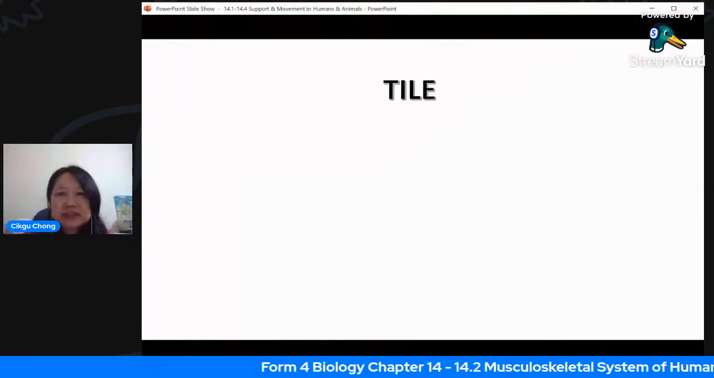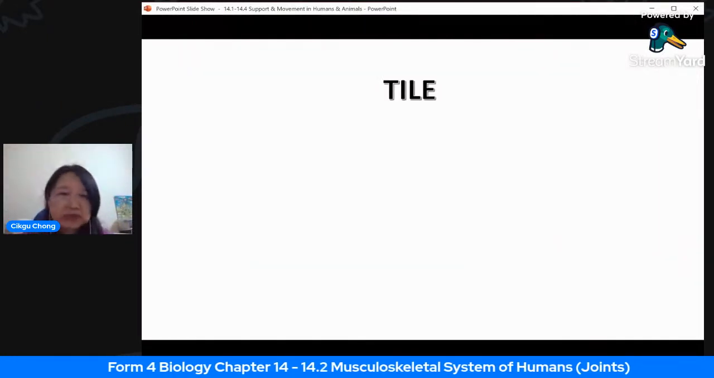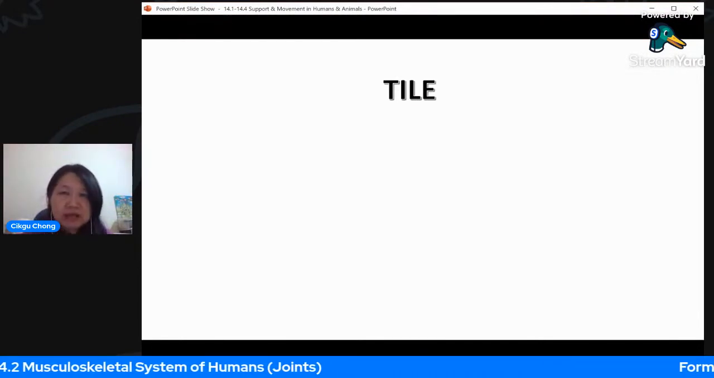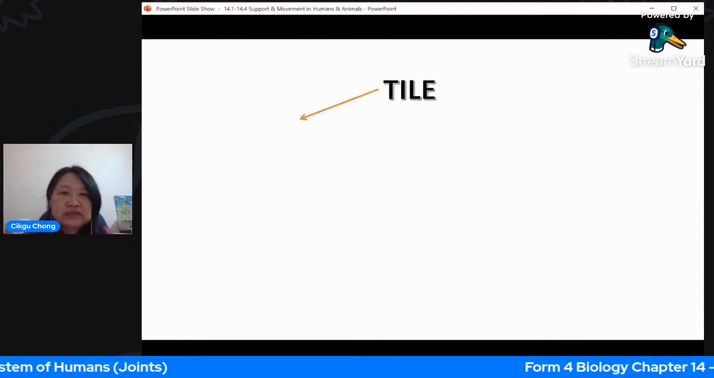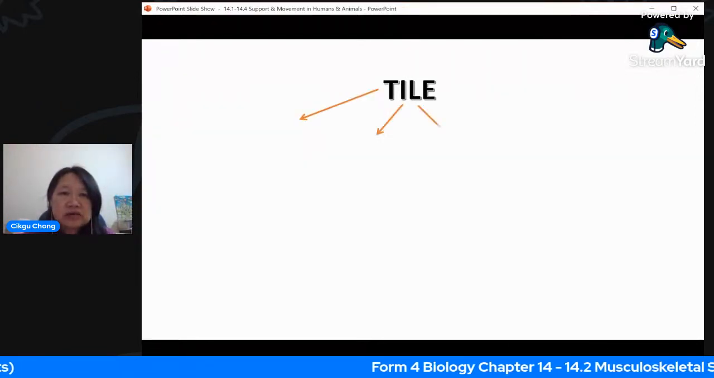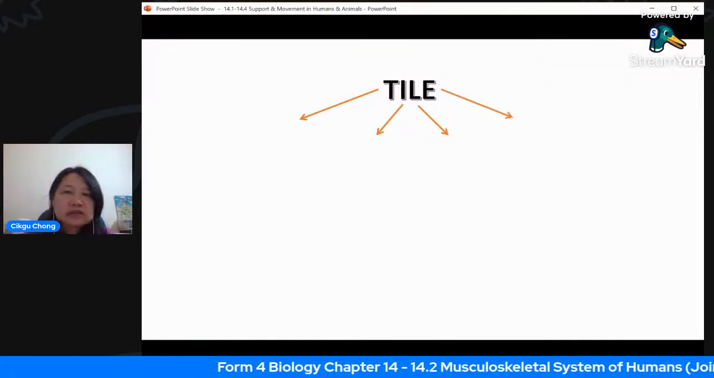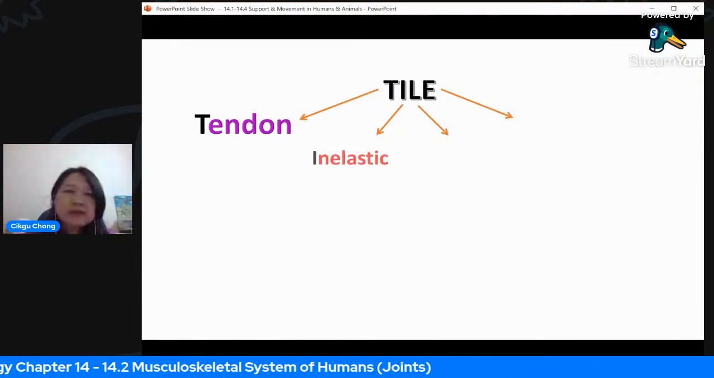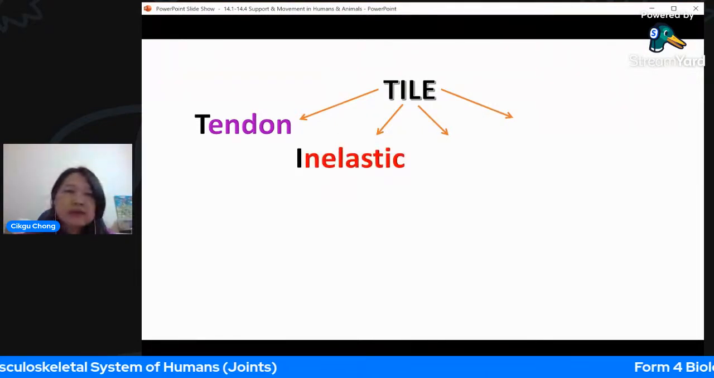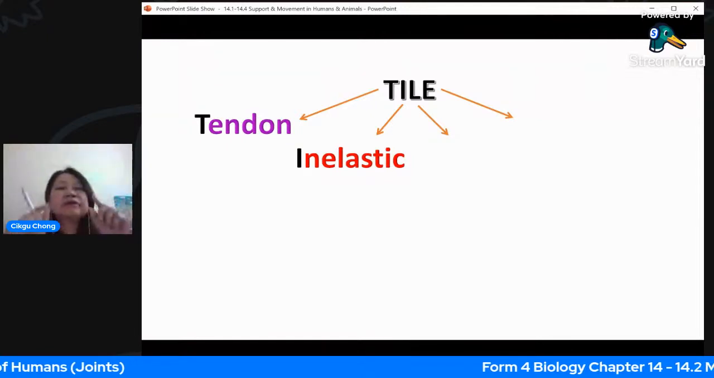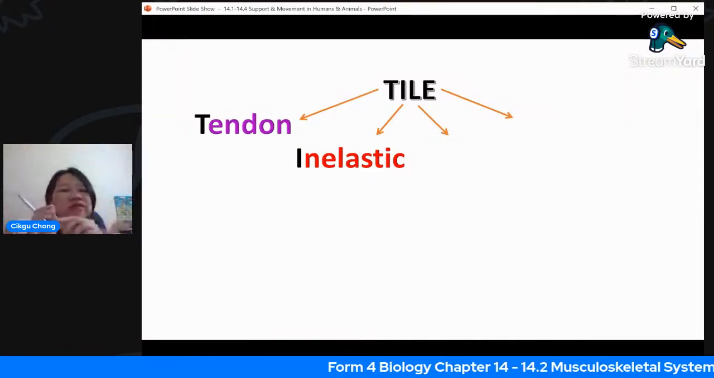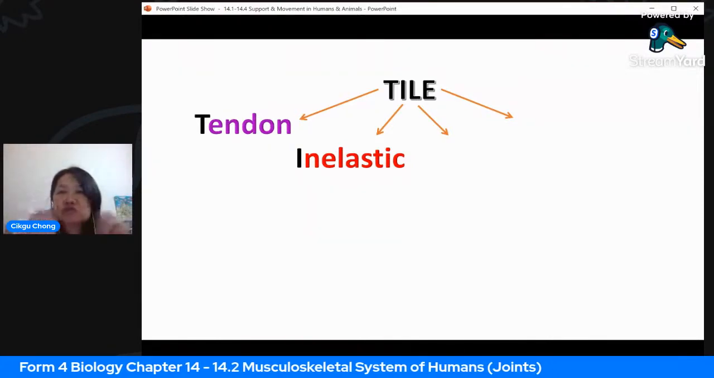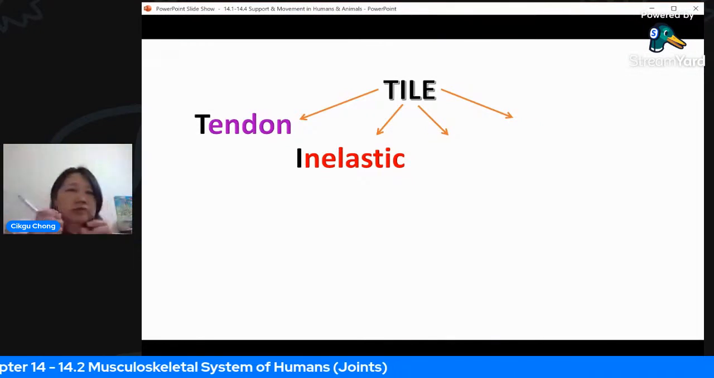All right, next, I'm going to teach you how to remember. For this last part, remember T-I-L-E, tile. Why tile? T is for tendon. I is for inelastic. The tendon is inelastic. Remember, it cannot stretch, because if it stretches, you cannot transfer the pulling force to the bone. The bone will not be pulled up. It has to be very tough. Once it stretches, the pulling force will be lost.